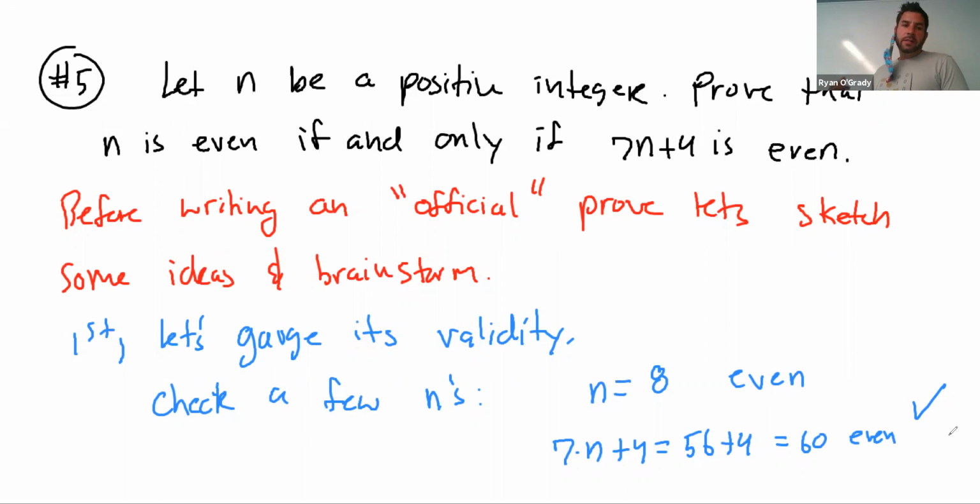This statement says that if I have a number n, it's even, then if I multiply it by 7 and add 4, it should also be even. That's what it's telling me. So we verified that it's true when n is 8. But that's not a proof. That's just sort of like, hey, it's true in one scenario.